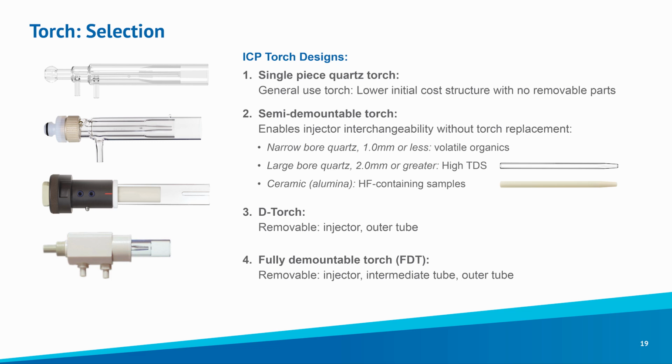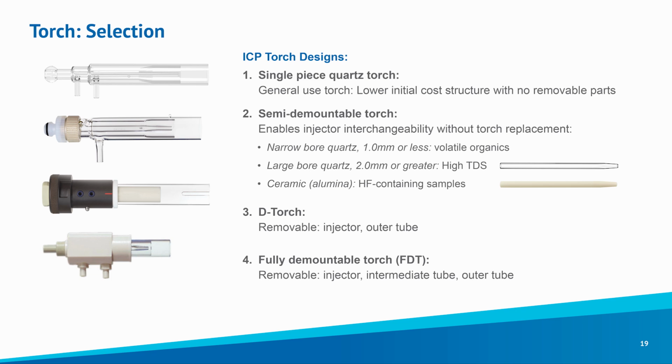Next is the semi-demountable torch, which has a removable injector. This allows you to change injectors with different ID sizes. For high salt matrices, a wide bore injector can help prevent salt buildup, while a smaller bore injector is better for organic solvents. You can also use different materials for specific applications, like ceramic injectors for HF samples.